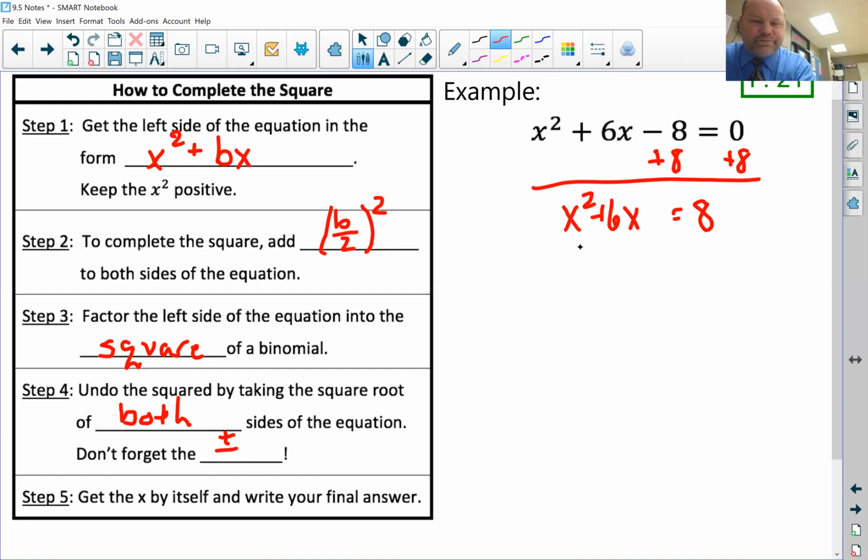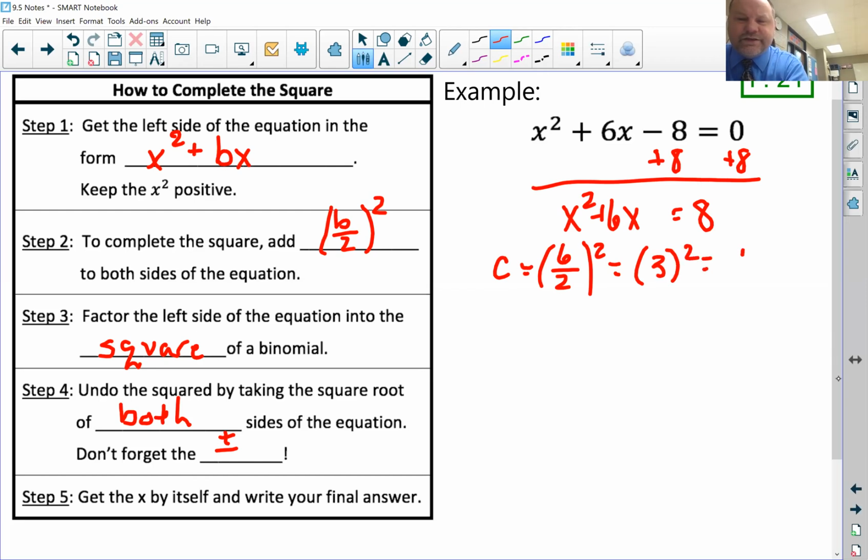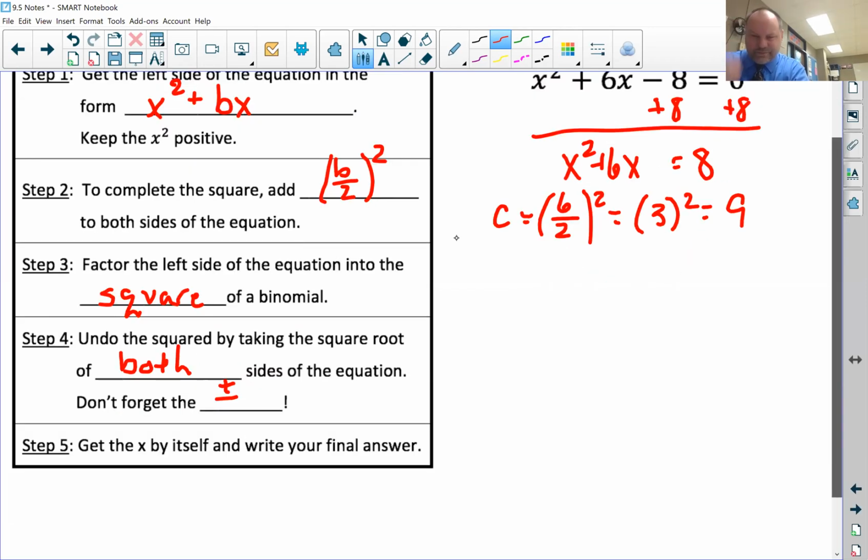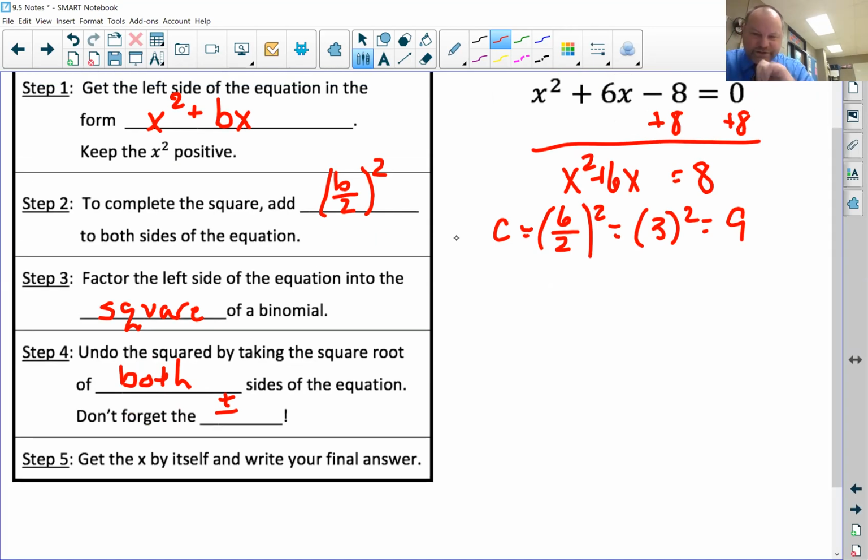Now I'm going to find my value for c, which is b divided by 2 squared. In this case, b is 6. 6 divided by 2 is 3, and 3 squared is 9. And again, I like to write each step because it's going to help me as I move forward. So I have to add 9 to both sides.